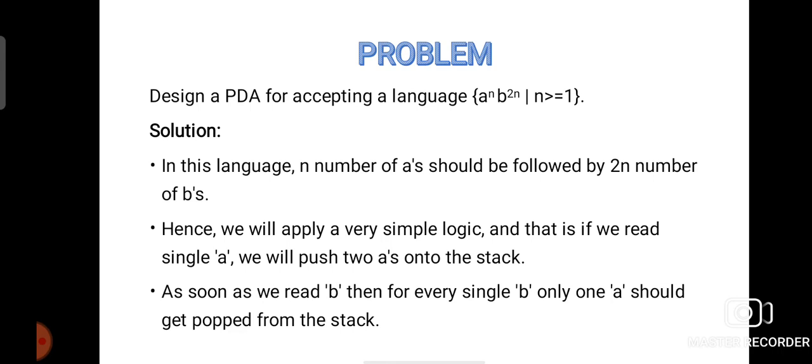Now we are going to see the design of a PDA problem. Design a PDA for the language a^n b^2n, where n is greater than or equal to 1. First of all, we have to assume the logic for solving the problem. The solution mechanism is: in our language, our string has n number of A's followed by 2n number of B's.